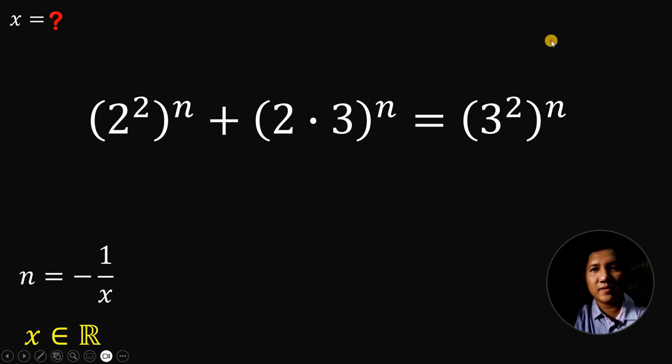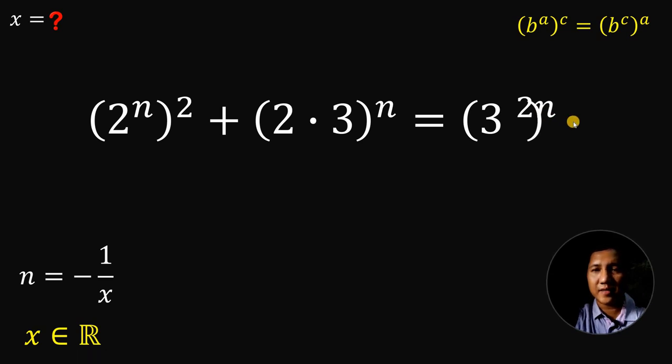Now, using this law of exponents, if we have b raised to a raised to the power of c, it is equivalent to b raised to c raised to the power of a. Therefore, 2 squared raised to the power of n can be written as 2 raised to n raised to 2, and 3 squared raised to the power of n can be written as 3 raised to n raised to the power of 2.